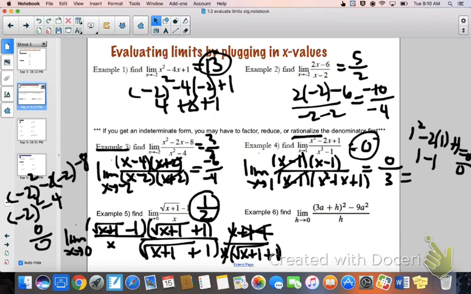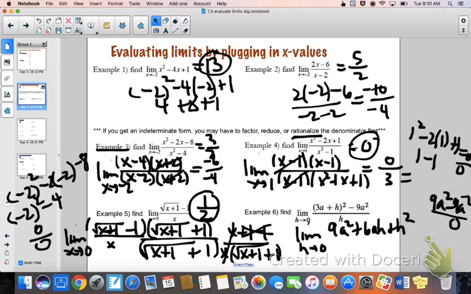Example 6. If I plug in 0, I get 3a, all of that squared, which is 9a squared minus 9a squared, so that's 0 over 0. So, multiply that out. 3a plus h squared is going to be, so I'm going to put in my limit as h approaches 0, 9a squared plus 6ah plus h squared. And then minus 9a squared all over h.